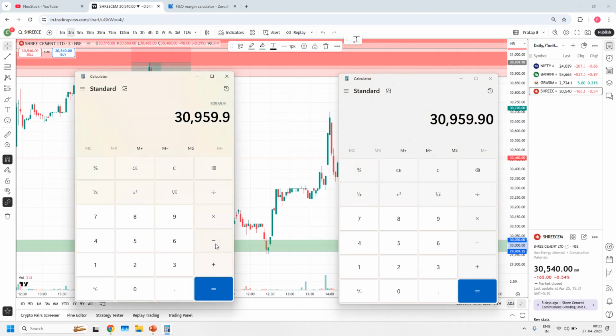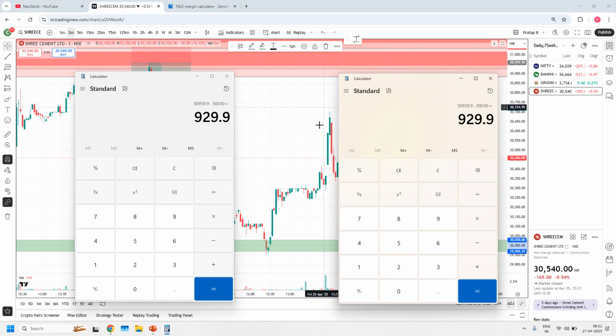So minus, what is the profit you got? 929. Here also 929. So far no difference, right? Whether you are using futures or you are using your equity without any margin, there is no difference. The first window is equity without margin, the second window is for futures. Let us assume in both cases the profit is 929 rupees 90 paisa. That means close to 930 rupees on one stock.